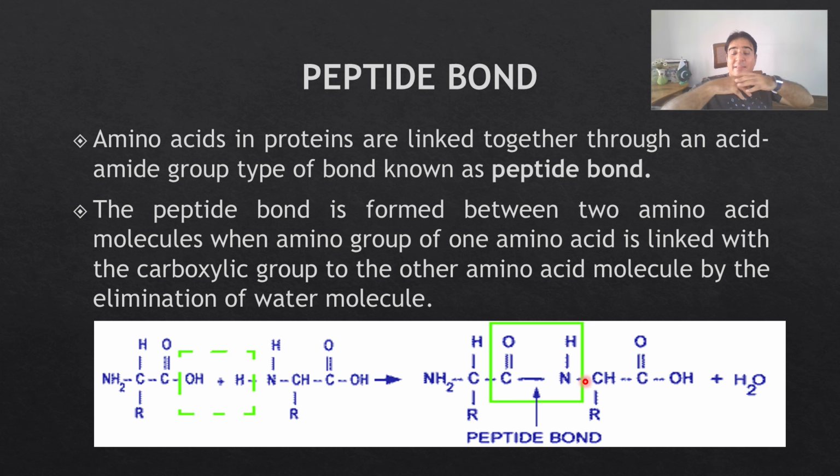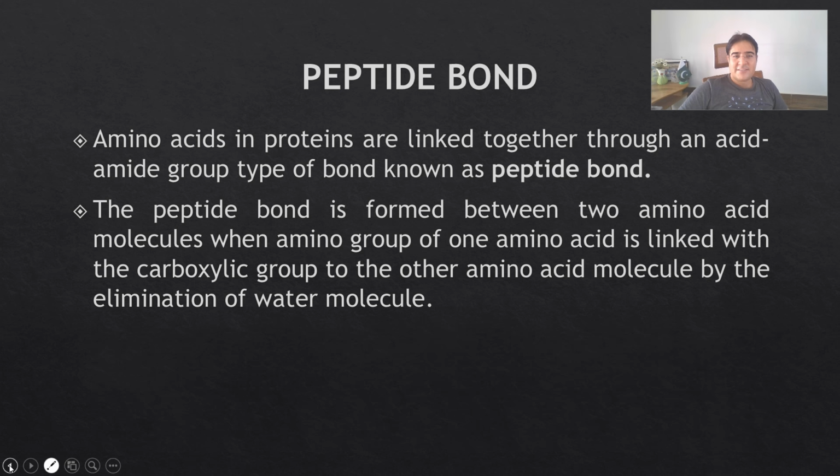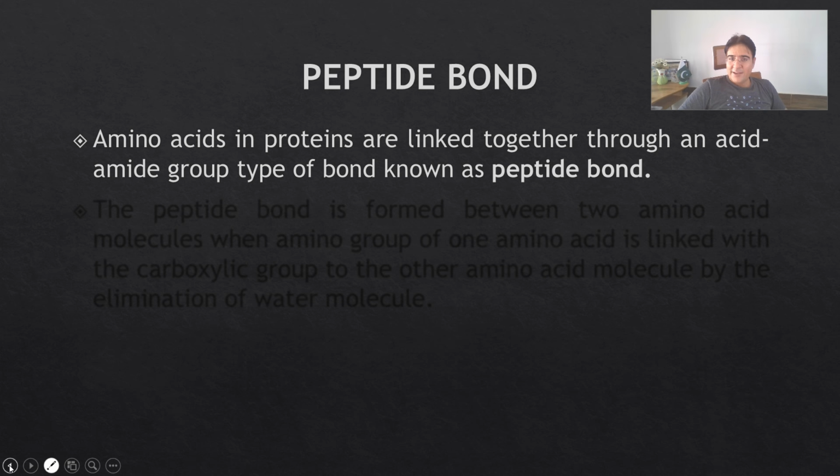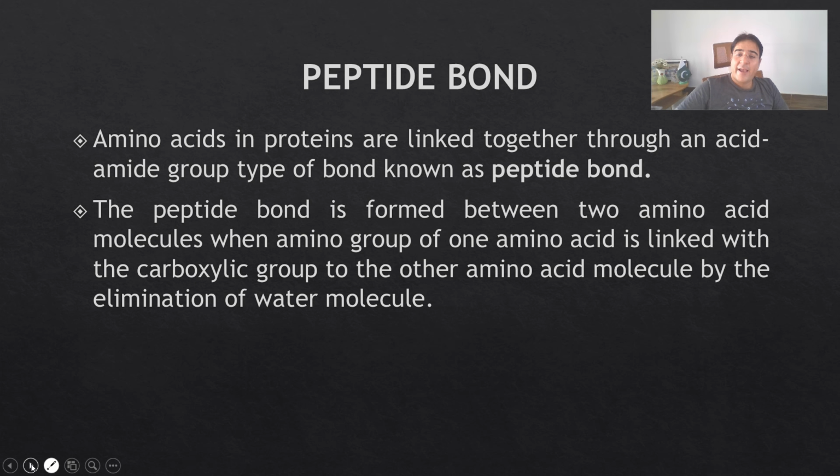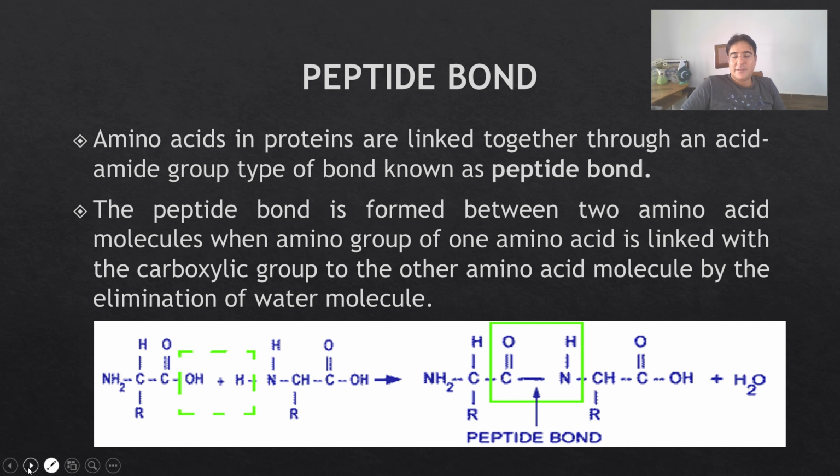But proteins are macromolecules. There are thousands of amino acids, so there are lots of peptide bonds joining different amino acid molecules. So proteins are called polypeptides. Now we go towards the reading. Amino acids in proteins are linked together through an acid amide type of bond known as a peptide bond. This bond is formed between two amino acids. If there are more amino acids, this is called a polypeptide. It's linked between the carboxylic group of one amino acid and the amino group of the other amino acid by the elimination of water.